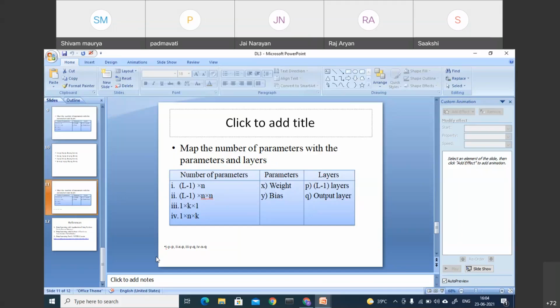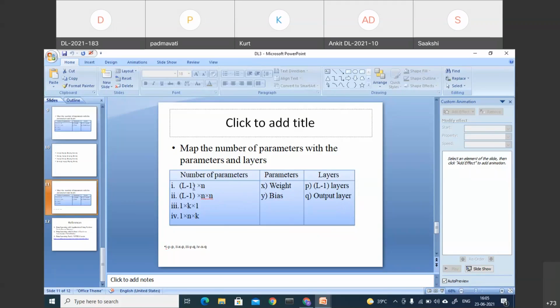Ma'am, can you repeat slide number 9 again? Slide number 9. Okay. You want me to repeat? Yes, ma'am. Okay. I just wanted to check your understanding with respect to feed-forward neural network architecture. For that sake, I have framed this question. So how many parameters will be mapped with respect to weights and biases with respect to each of the layers?